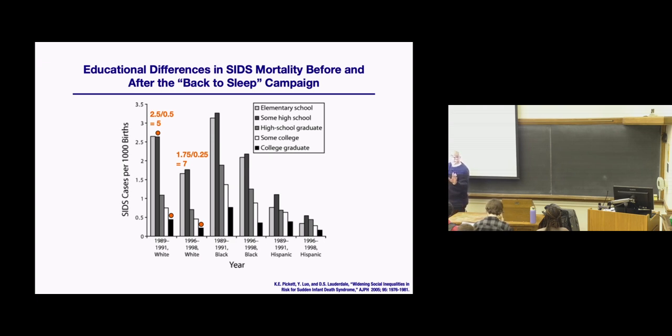Is everyone with me? Then the Back to Sleep campaign rolls out. What happens? Everyone's probability of death goes down. Everyone is benefiting. White babies are dying in lower numbers. So are black babies. Fewer babies are dying. It's great news. But now, if you divide this number here, which is 1.75, by this number, 0.25, you see that the gap has widened.